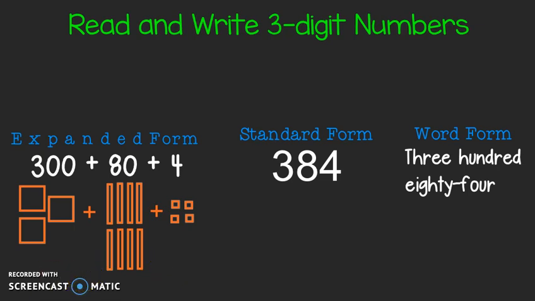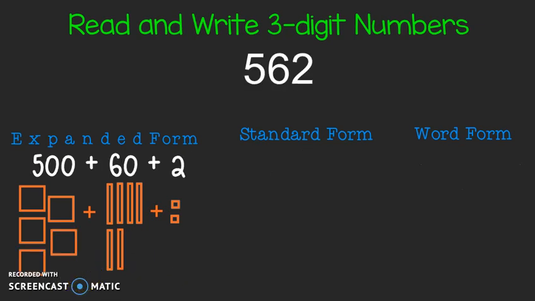So let's try another number. Let's write out 562 in three different ways. So here is expanded form. I've got my 5 hundreds, I've got my 6 tens, so that means 60, and I've got my 2 ones.